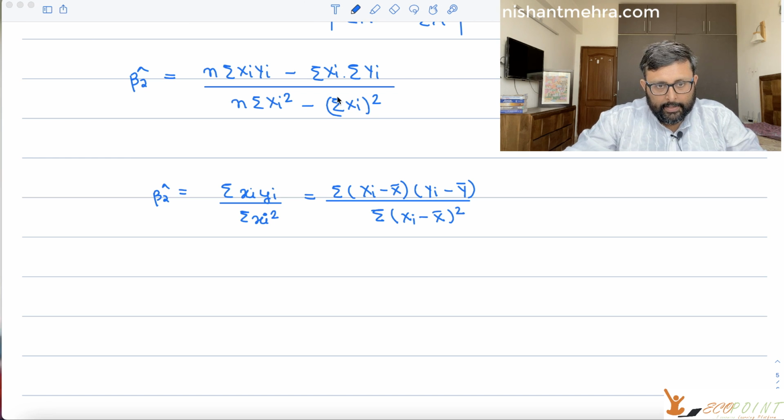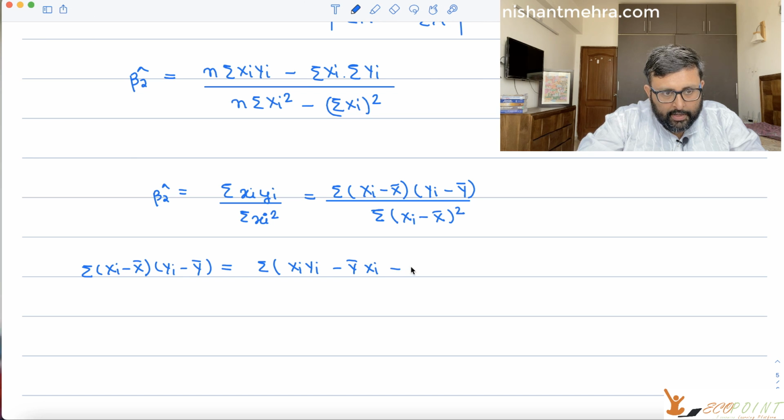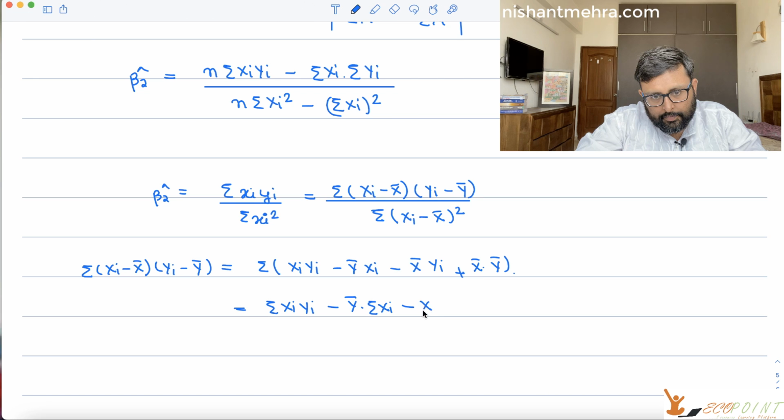Now let us look at how beta 2 hat is similar to this. Let me look at the numerator first. Summation of xi minus x bar into yi minus y bar. Let me just write it properly first: xi yi minus y bar xi minus x bar yi plus x bar y bar, plus n x bar y bar.